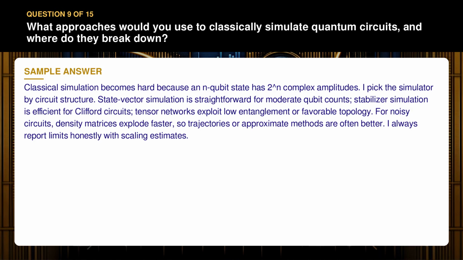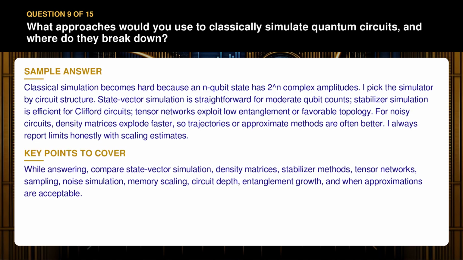For noisy circuits, density matrices explode faster, so trajectories or approximate methods are often better. I always report limits honestly with scaling estimates. While answering, compare state vector simulation, density matrices, stabilizer methods, tensor networks, sampling, noise simulation, memory scaling, circuit depth, entanglement growth, and when approximations are acceptable.